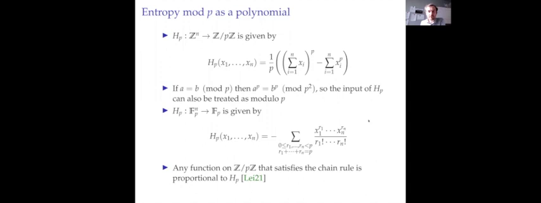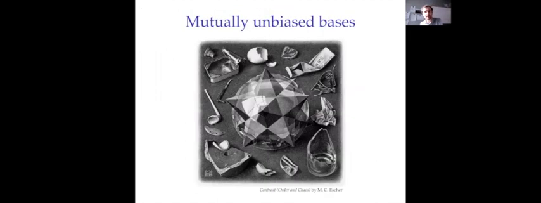All right, so now we have this entropy mod p. Now the question is, what can we do with it, and how does it connect to quantum information? The way it connects is through mutually unbiased bases. A mutually unbiased basis is basically a nice set of vectors in the Hilbert space, and they form some kind of order in the otherwise big and chaotic space.